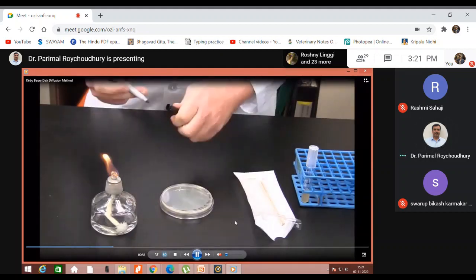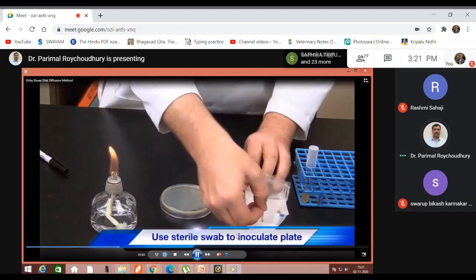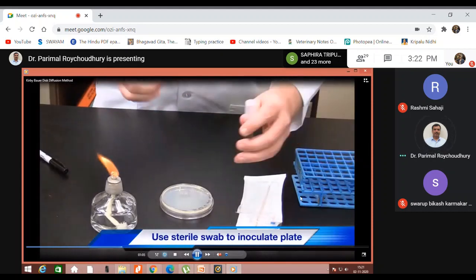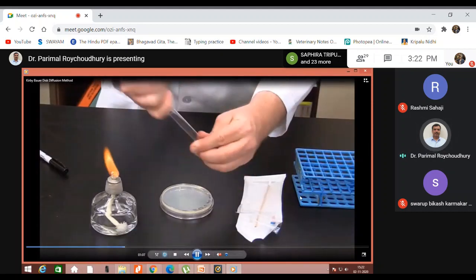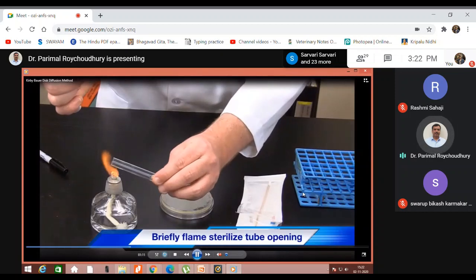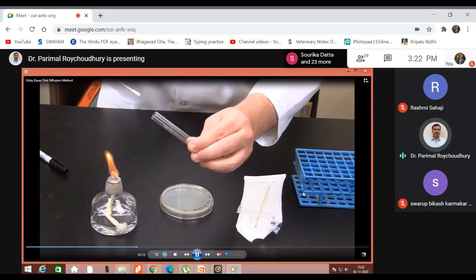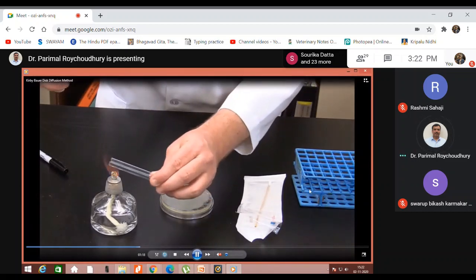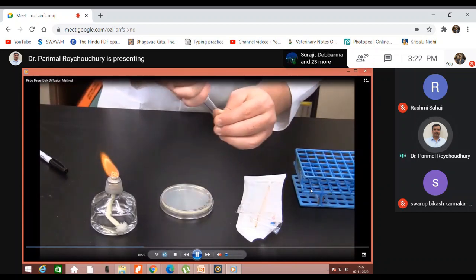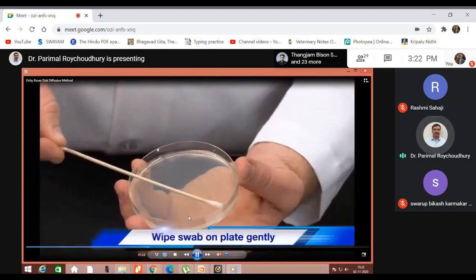Then we take a swab and dip it in the broth culture, but this culture should be a pure culture. Near a spirit lamp, we open it. These are the aseptic techniques we follow, and then we take the bacterial culture through the swab, and then we smear it on the surface of the agar media.